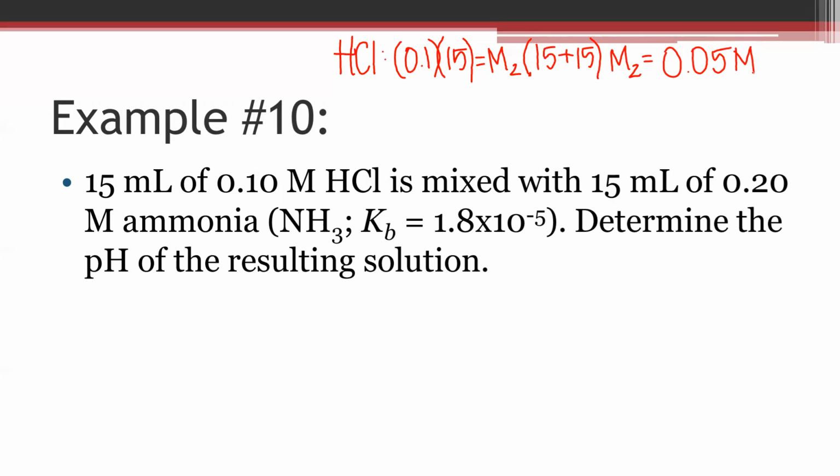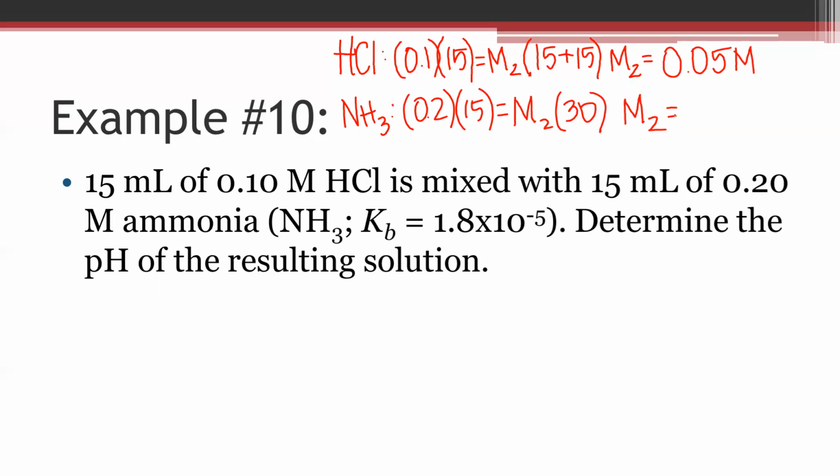And then for the ammonia, the NH3, we've got 0.2 molar, 15 milliliters originally. Total volume is 30. So the new molarity here is 0.1 molar. Okay, so now let's figure out what happens for the reaction.